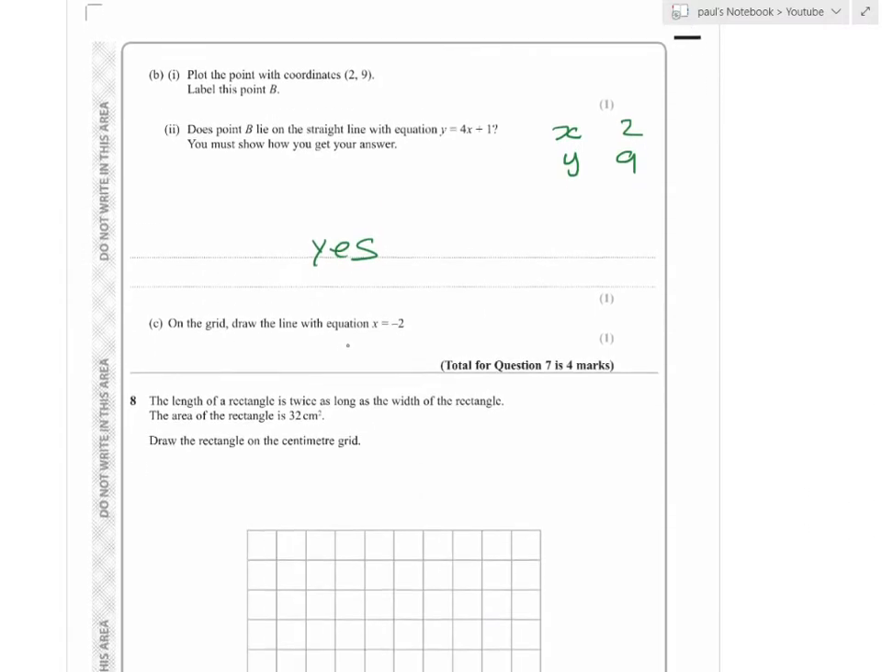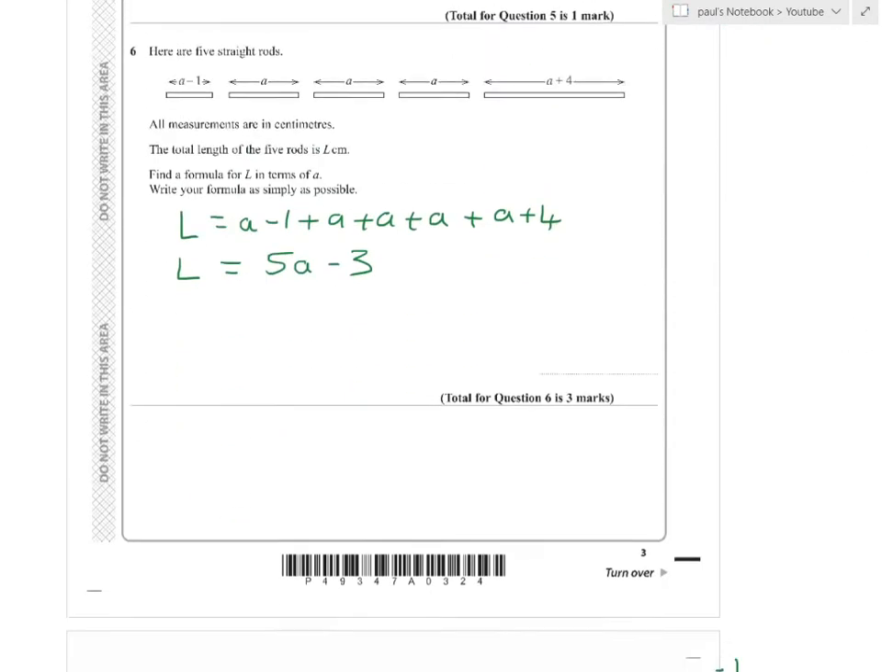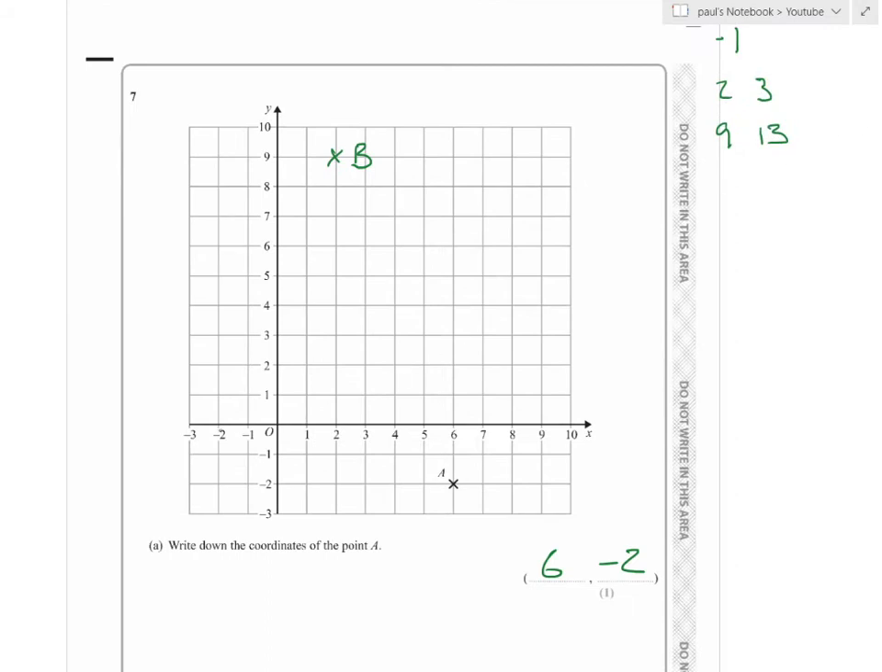On the grid, draw the line x equals minus 2. X equals minus 2, so that's there, minus 2. So we need a straight line that goes there, x equals minus 2.